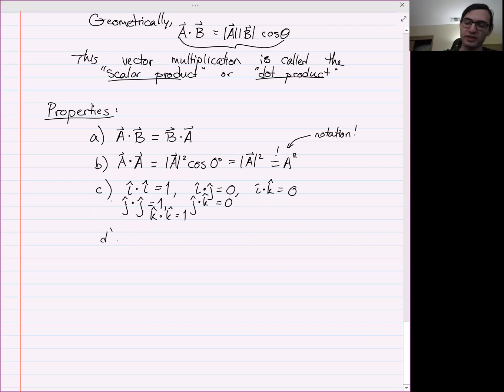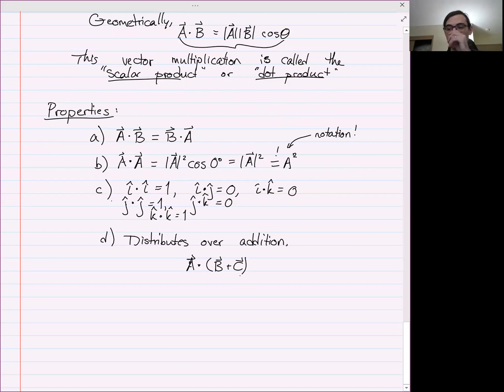Fourth property of the dot product is it distributes over addition. So the point is if you have A dot B plus C, so B plus C is a vector, so you can dot A into it. This is equal to A dot B plus A dot C. It distributes, unsurprisingly. And so it turns out, maybe it's not that it turns out, this is just a true statement. We can use this dot product to extract components of vectors.